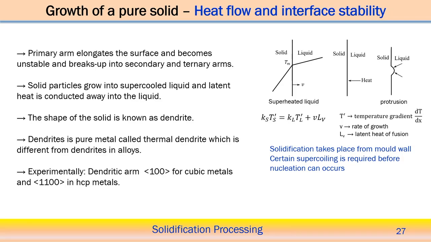Therefore, in this second case, the primary arm elongates, and the surface becomes unstable. It breaks in one particular direction and creates the secondary and then the ternary arms. So solid particles grow into the supercooled liquid and latent heat is conducted away into the liquid. In that situation, the shape of the solid is known as the dendritic structure. So, it will create this kind of structure.